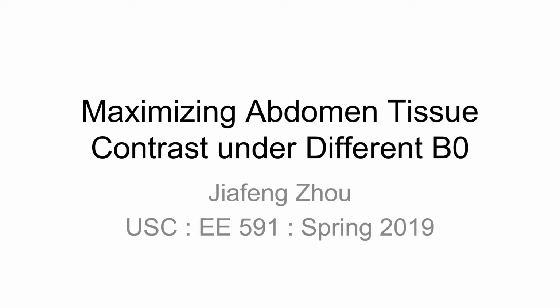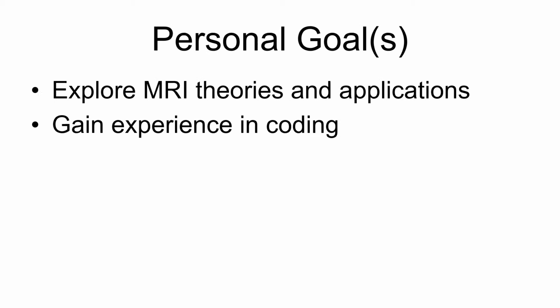Hello, my name is Jiafeng Zhou, and it's my Spring 2019 EE591 project presentation about maximizing abdomen tissue contrast under different B0. My personal goals of this project are to explore a bunch of theories about magnetic resonance imaging and learn how to use software and artificial data to simulate real-world situations. Moreover, I can train my coding abilities through this project.